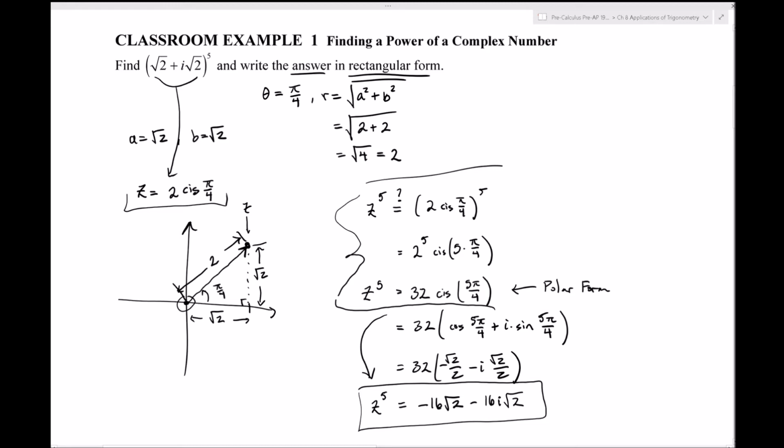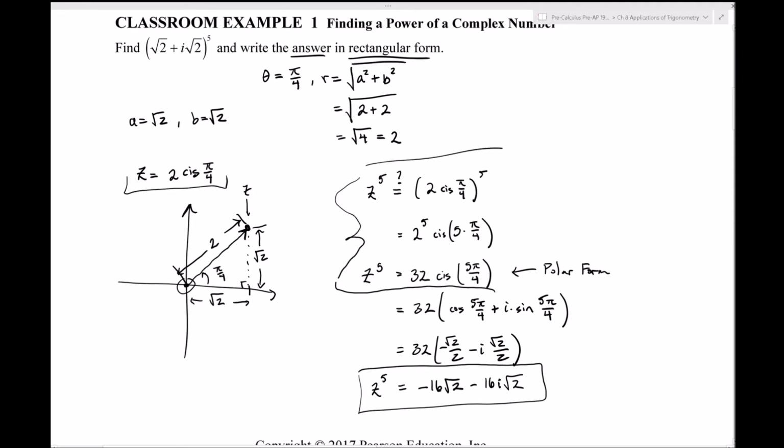So we started off with something rectangular, we worked in polar or trigonometric form, and that was easy to work with, and then you've got to change it back into rectangular. So that's the hard part about this, in my opinion. Unless you forgot your unit circle, but I can't really help you there. You can't forget your unit circle, or how to use it. That's bad if you forget how to use that.